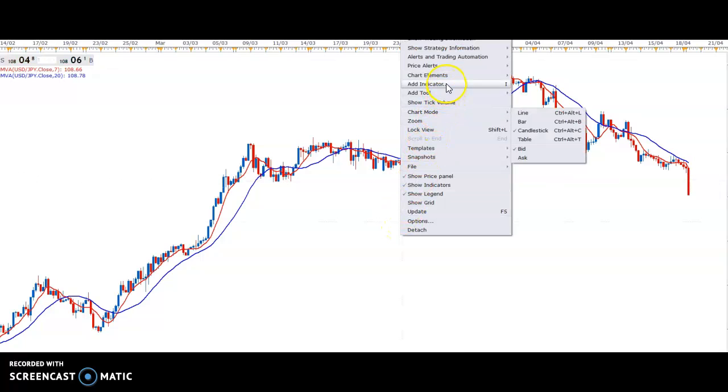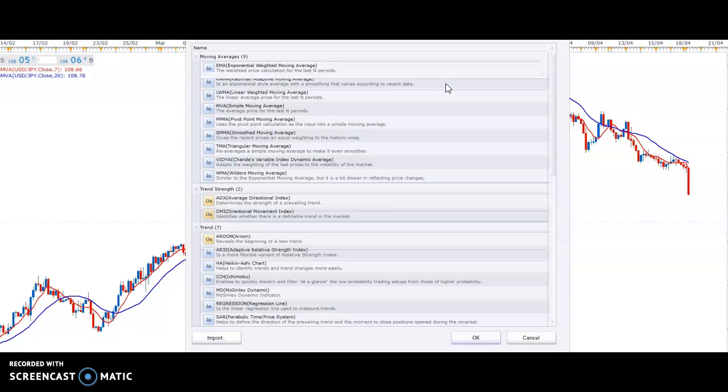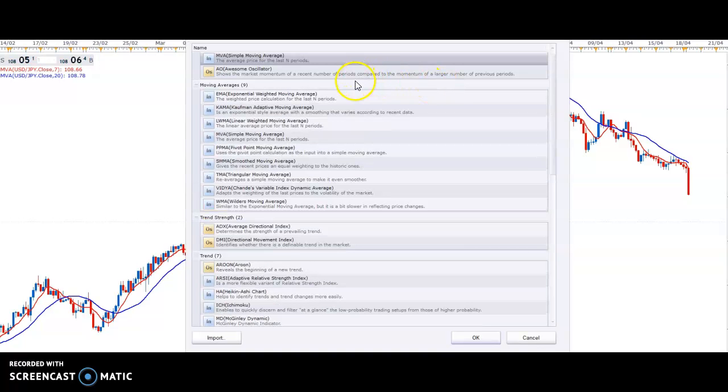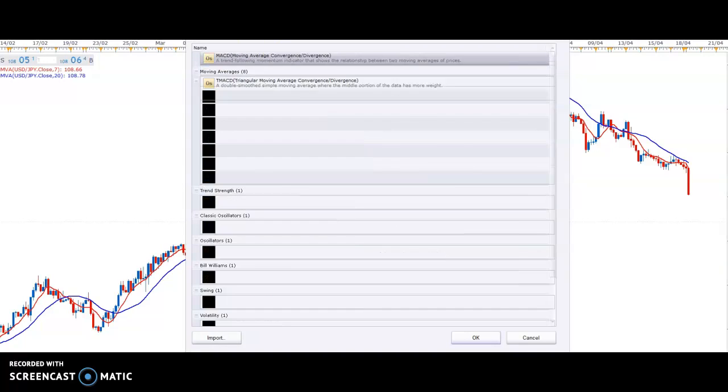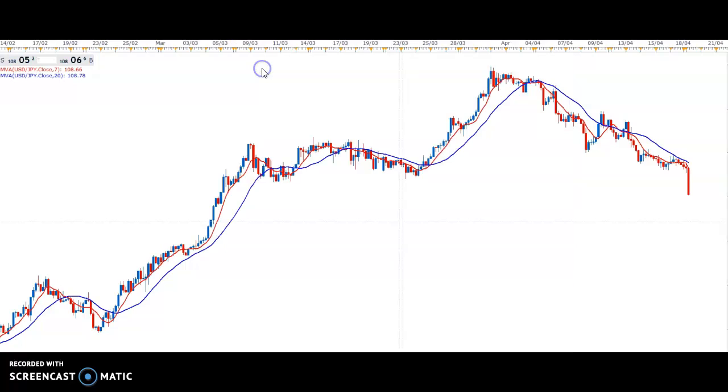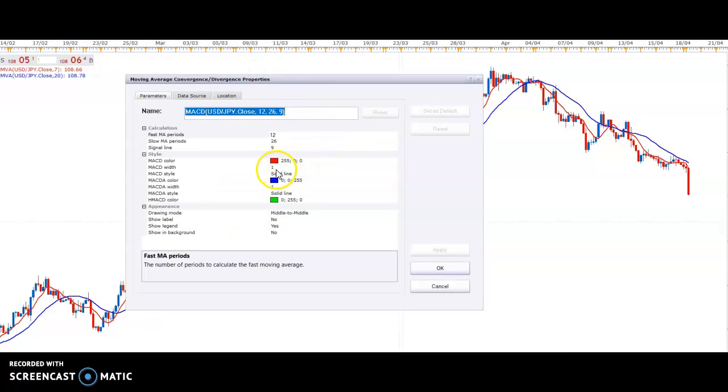Let's add another indicator to help us along our way. Now remember, none of these indicators work on their own. They all work in conjunction with each other.